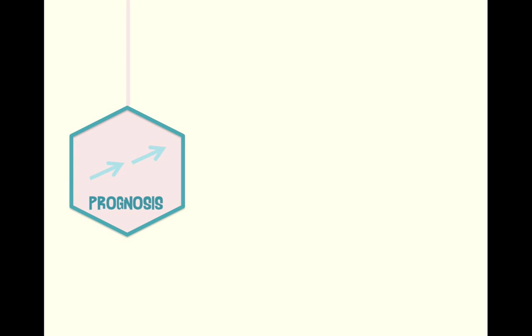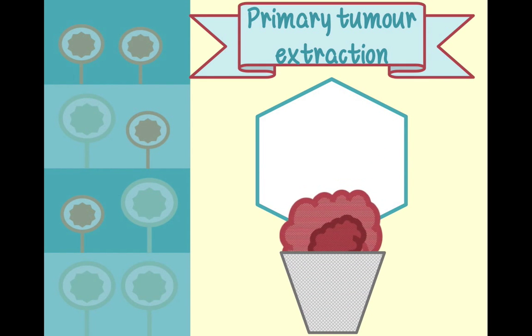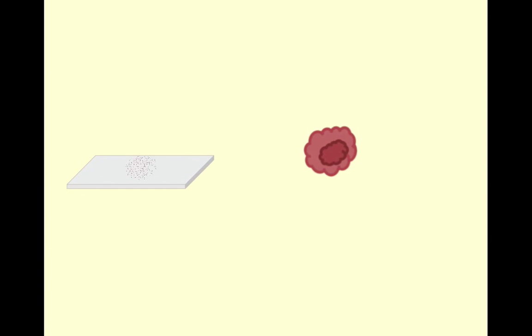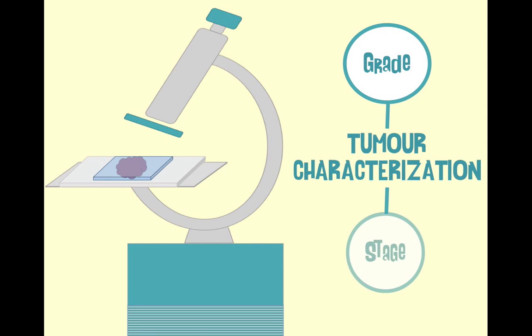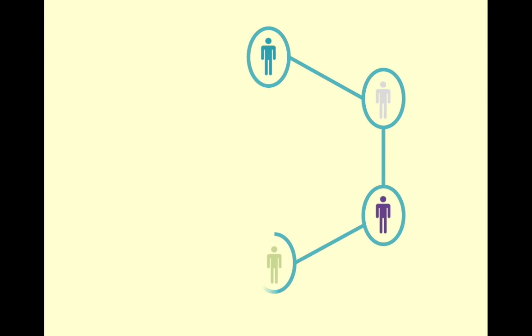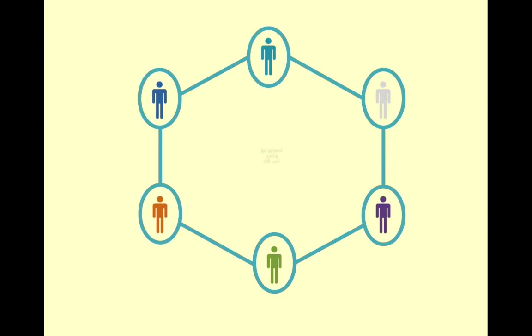Let's talk about the prognosis. After a primary tumor extraction, cancer patients have up to 50% chances for the appearance of a new tumor. Nowadays, tumor characterization is based on a grade and stage scale. This scale's parameters group patients with similar clinical histological features, however with very different clinical outcomes.